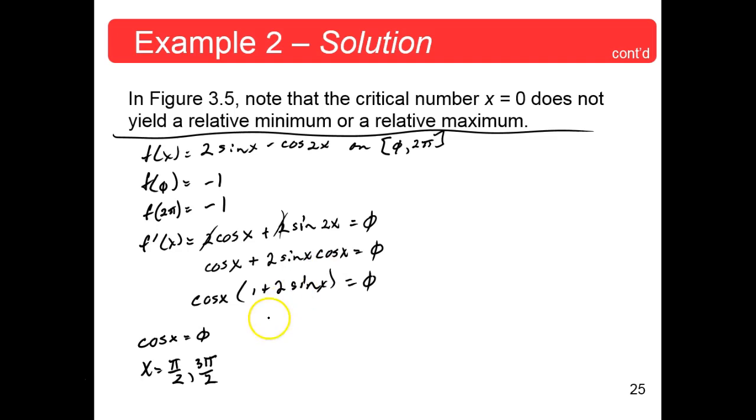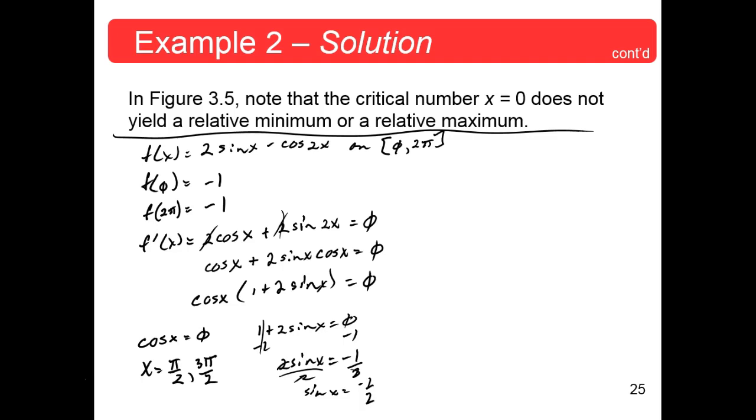Okay? What do we do with the other one? 1 plus 2 sine x equals 0. Subtract 1 from both sides. That gives you 2 sine x is equal to minus 1. Then what? Divide both sides by 2. And that gives you sine of x is equal to minus 1/2. And where is that true between 0 and 2 pi?